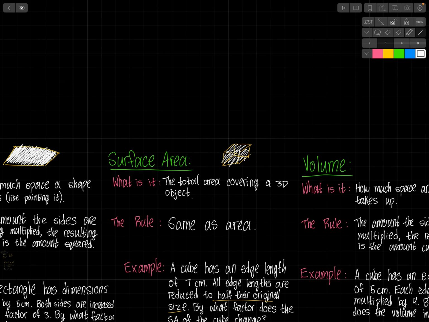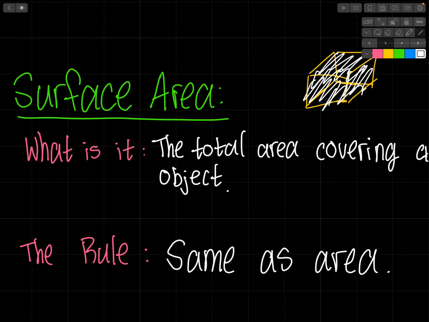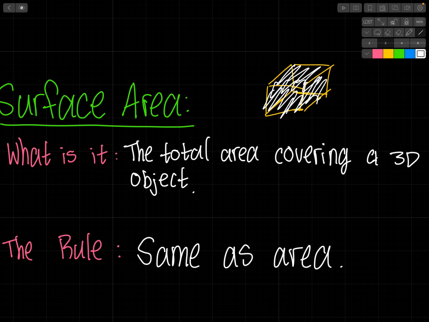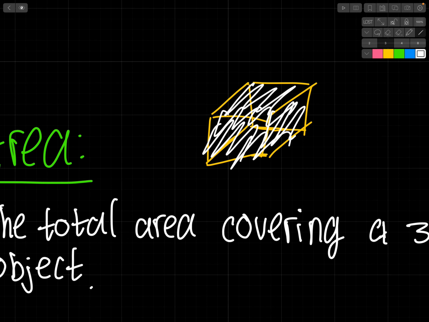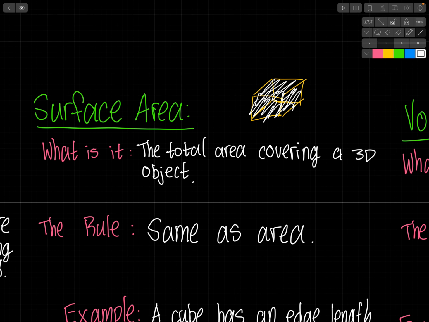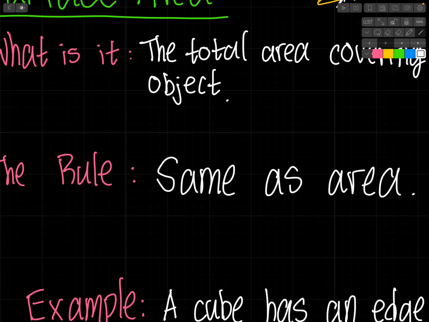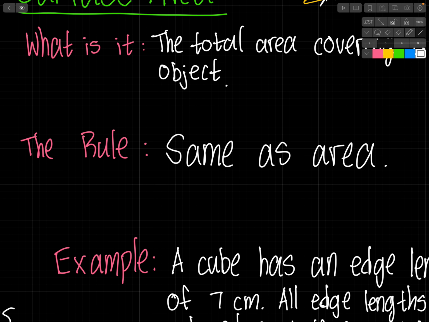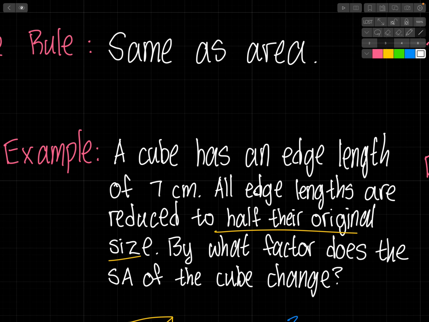Now let's go on to surface area. The surface area is the total area covering a 3D object. So a 3D object could be like a cube, cylinder, and the rule is the same as area. And we'll get into why that is at the end.